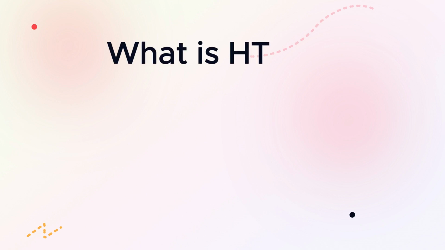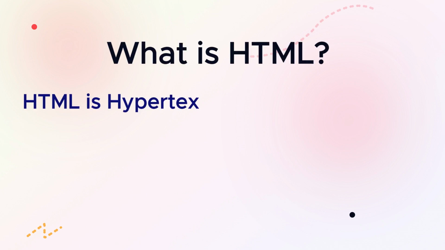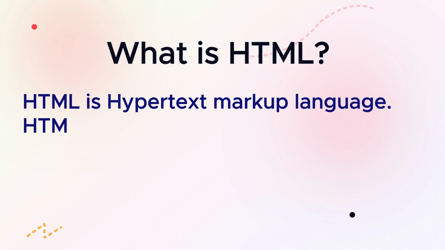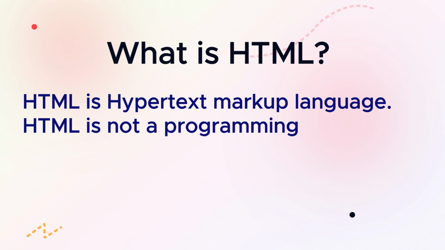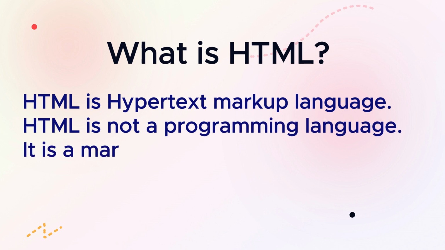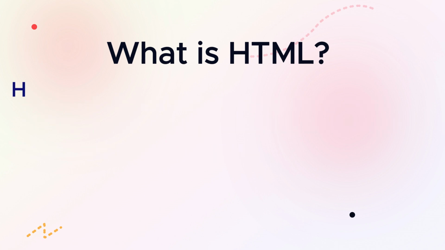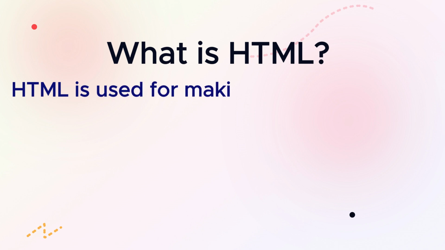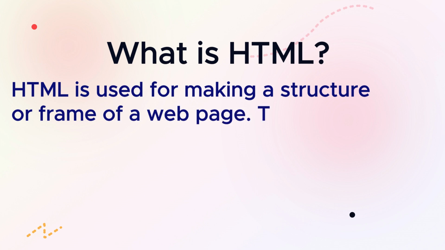What is HTML? HTML is Hypertext Markup Language. HTML is not a programming language. It is a markup language. HTML is used for making a structure or frame of a web page.